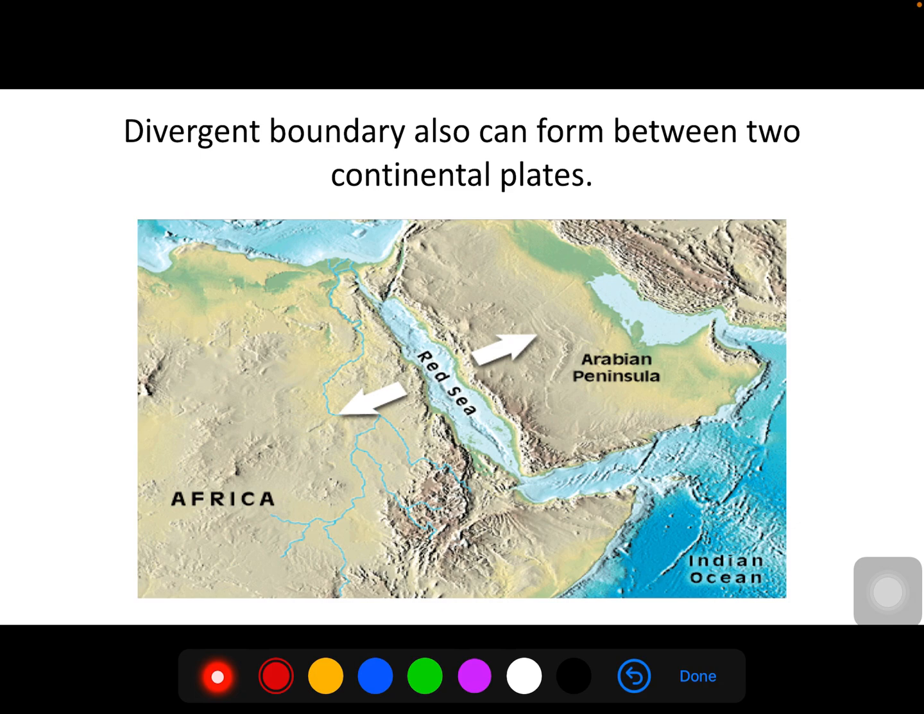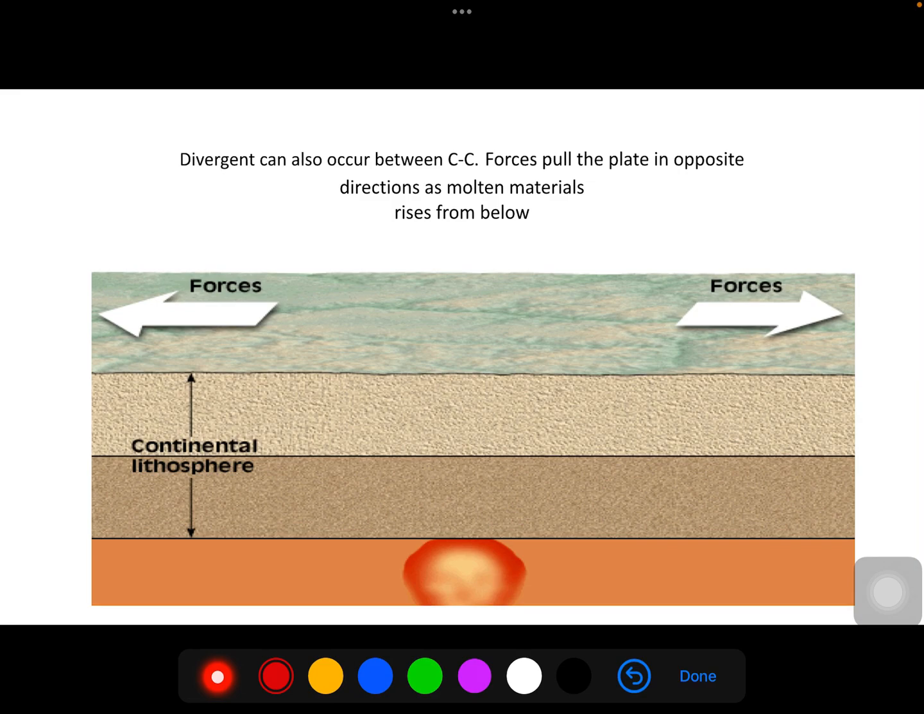Well, divergent boundary can also happen in between two continents, and you can see what has happened right here when this happens in the middle of a continent. The continents will separate, and eventually they might even have water fill it in, and it can become a sea, like the example of the Red Sea here. So this just shows how that happens.